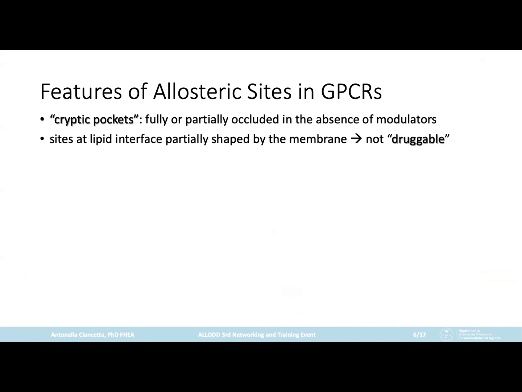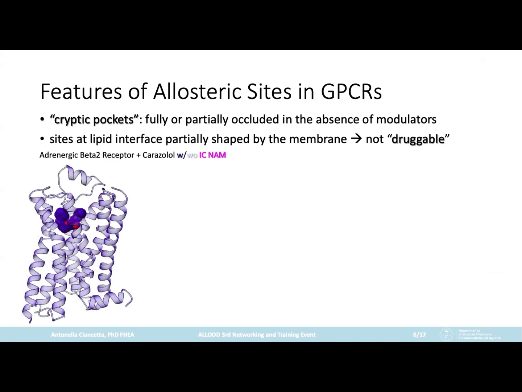We already mentioned today what cryptic pockets mean, but basically the pockets are partially, if not fully, occluded when the allosteric modulator is unbound. So there's no way of knowing that there's a pocket there if you don't have the compound bound to the pocket.